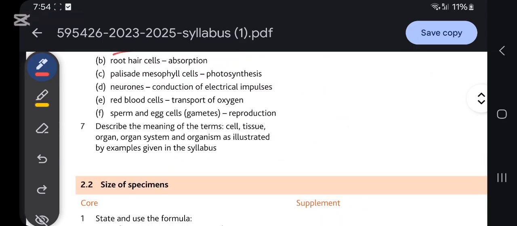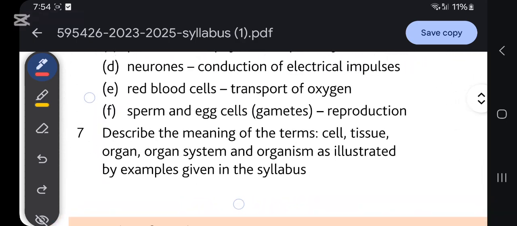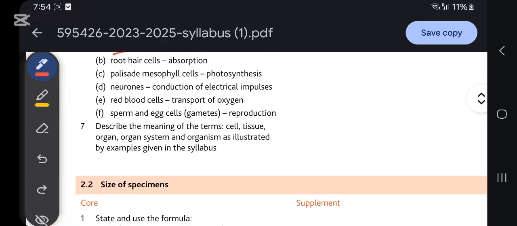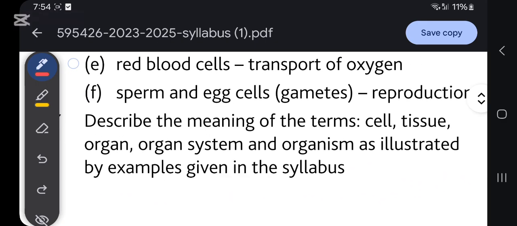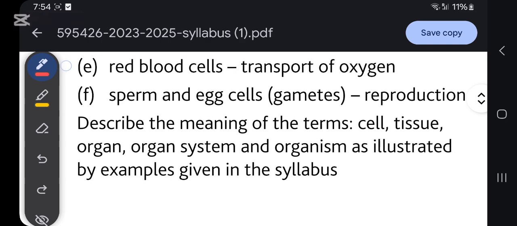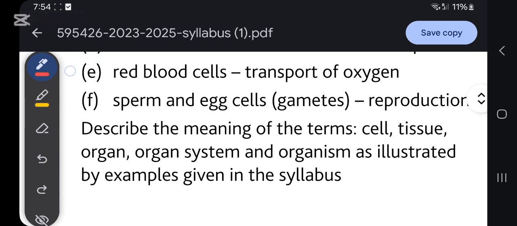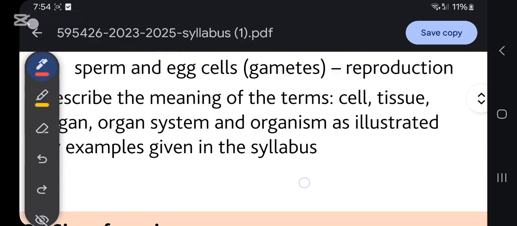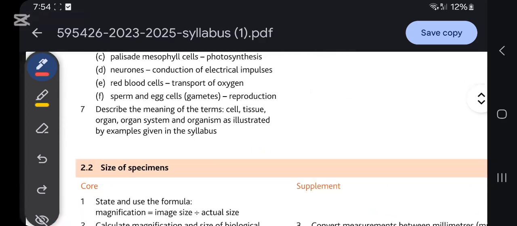Next, describe the meaning of cell, tissue, organ, system. This is written in order. A cell is the smallest unit of a living organism. A tissue is a group of similar cells working together to perform a function. An organ is a group of different tissues working together to perform a function. And an organ system is all of the organs working together, like the circulatory system. In the circulatory system, the heart is an organ, the blood is a tissue, and a red blood cell is a cell. They all work together to perform a function, and then they form an organism.